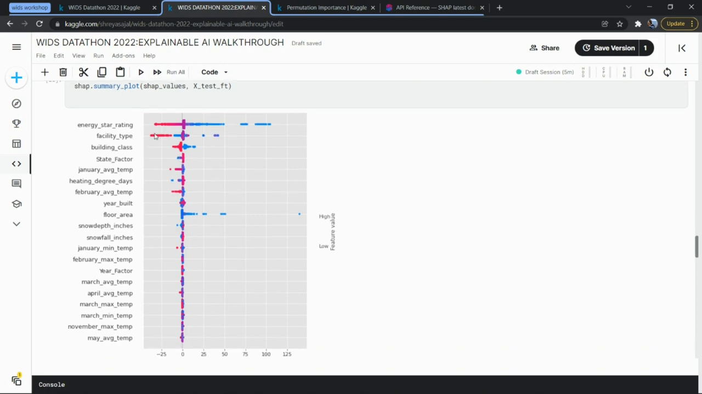So for facility type, if you take one point from the left hand side, it has a very high value, denoted by the red color. And for the high value, the SHAP value is very low. That is, the value being predicted for the target variable is low. So for a high value of facility type, a low value is predicted. That implies the correlation is negative. Building class is also having a negative correlation. So this is something that you need to understand over here.